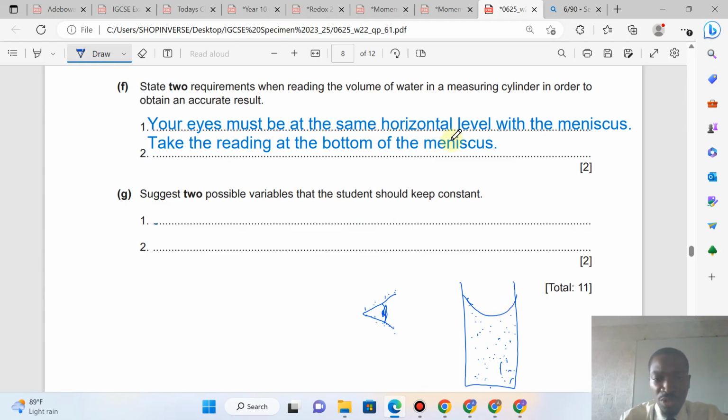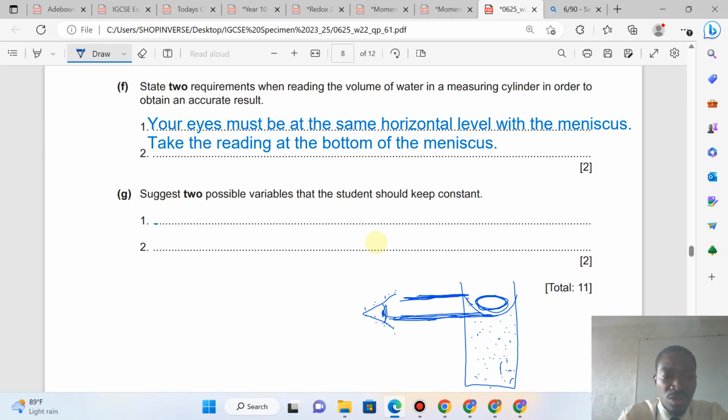Also take the reading at the bottom of the meniscus. This is the bottom of the meniscus. So your reading must be taken from this bottom level, okay? That's where you take your reading from. If you take your reading from the top, you'll be reading the apparent volume, okay, the fake volume. But when you read it from the bottom, you will read the actual volume of water in this tube, okay? When you read from the top, take note that all of these spaces are not filled with water, so you'll be taking the fake volume of the water.